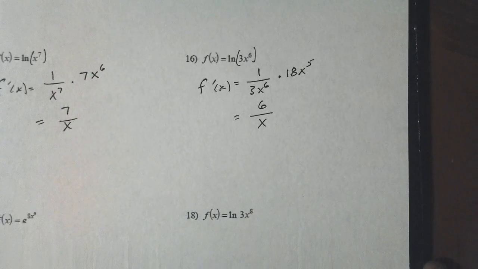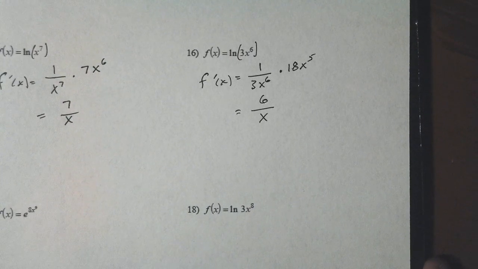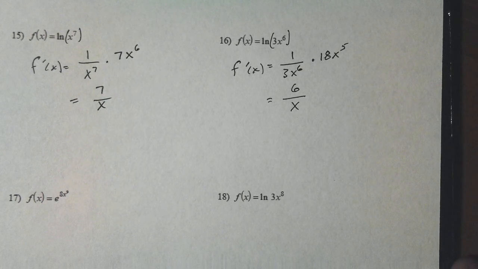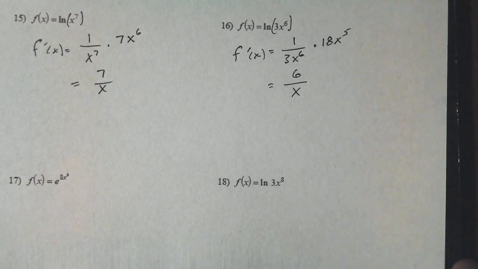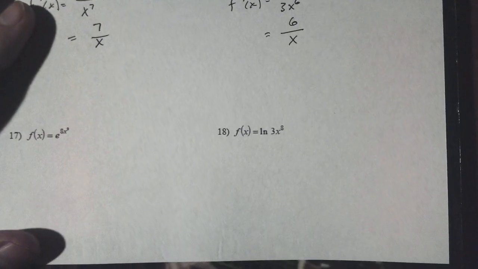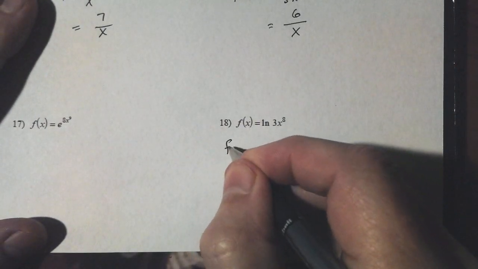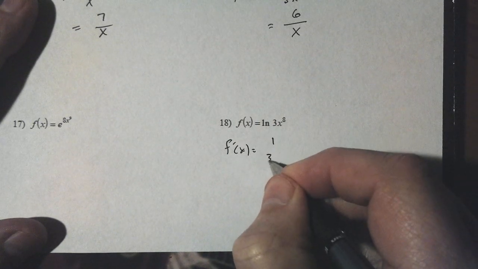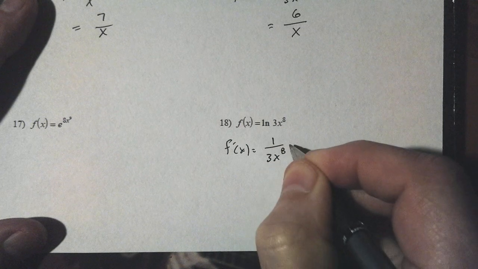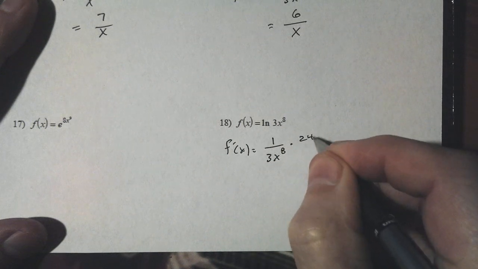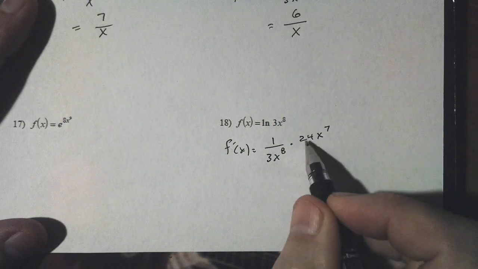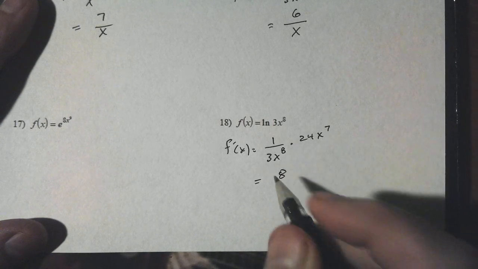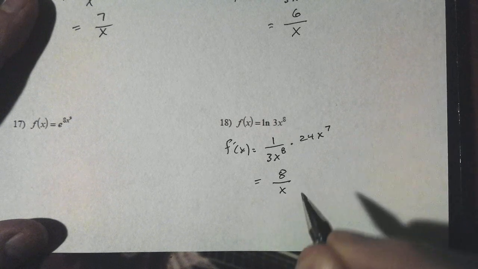And now let's jump to 18. I think you ought to be able to play scientist here and know what the answer to this one is. And I'll go through it. F prime x, treat the mama, 1 on, leave the baby alone, 3x to the 8th, treat the baby, 24x to the 7th, 24 divided by 3, 8, 7x is reduced, 8x's to just x.